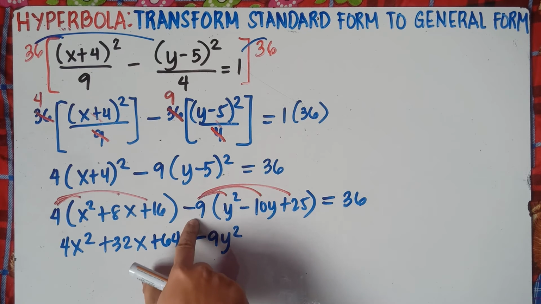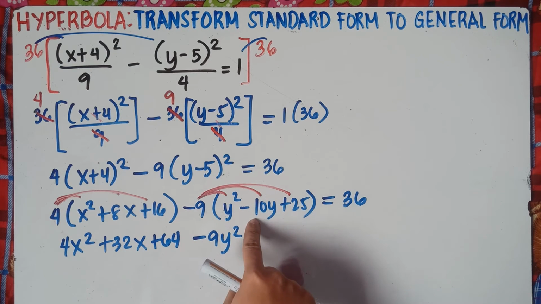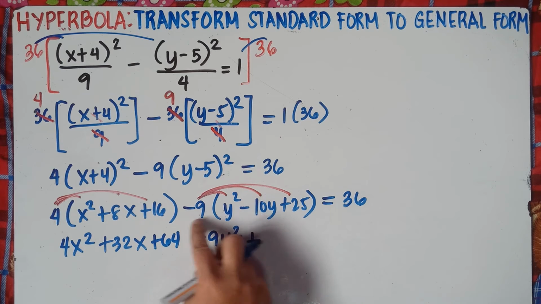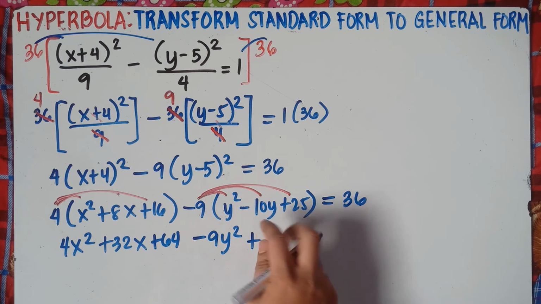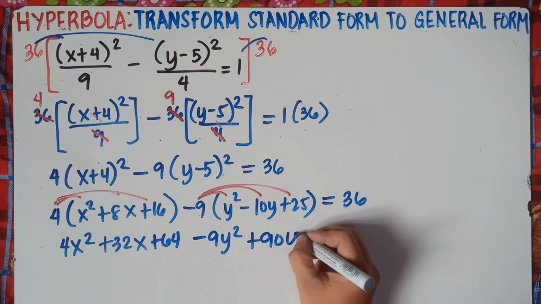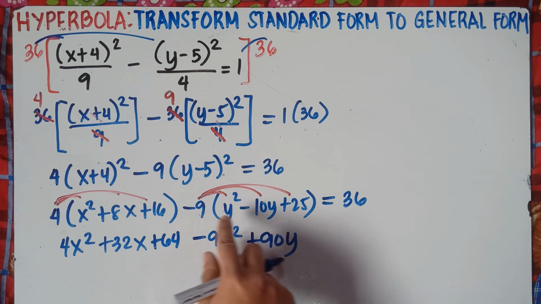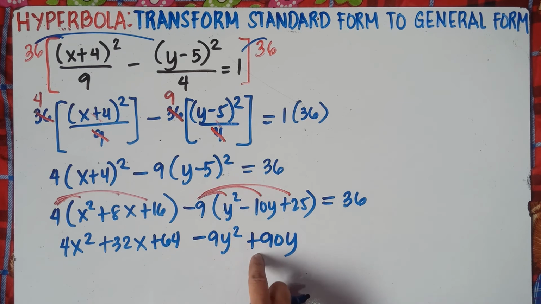Now, negative 9 times negative 10, that would be positive. So, negative times negative is positive. 9 times 10, that's 90. Then copy y. Once again, negative 9 times negative 10y, that's positive 90y.